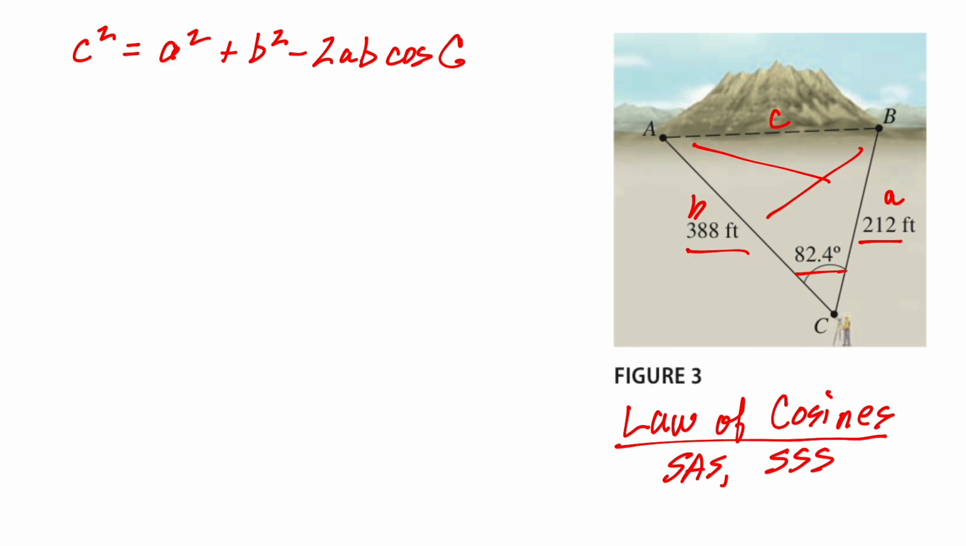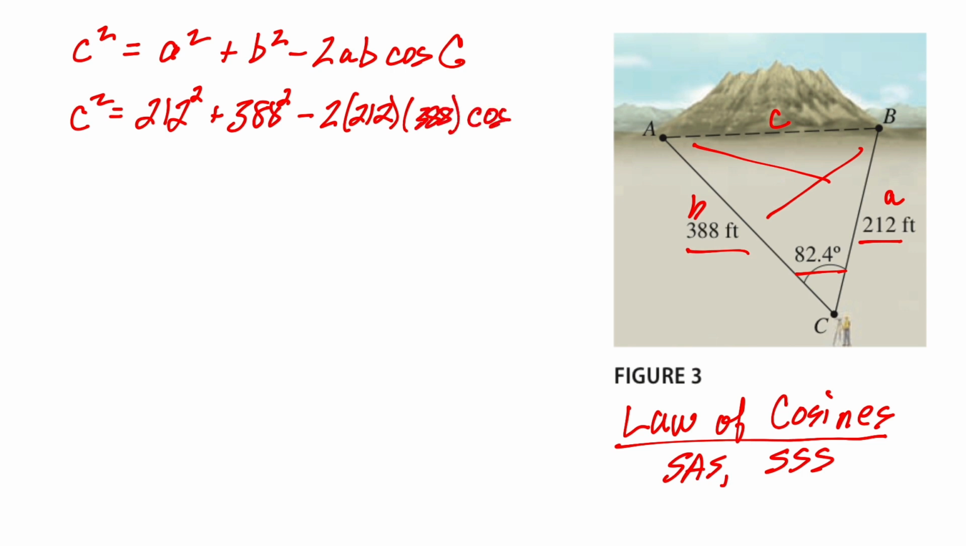So by any event, let's go ahead and set this up. So I have 212 feet squared plus 388 squared minus 2 times 212 times 388 times the cosine of 82.4 degrees, which is given in the picture here.